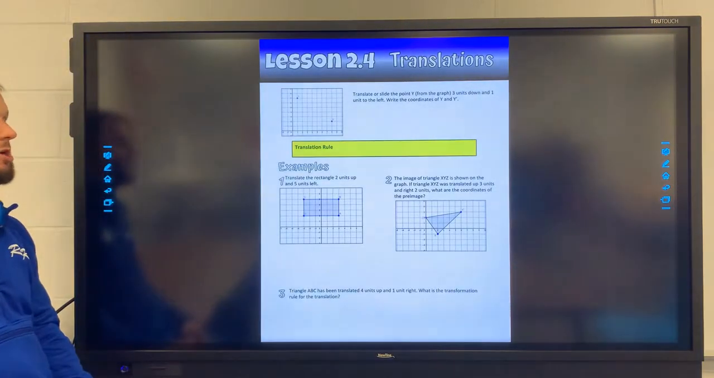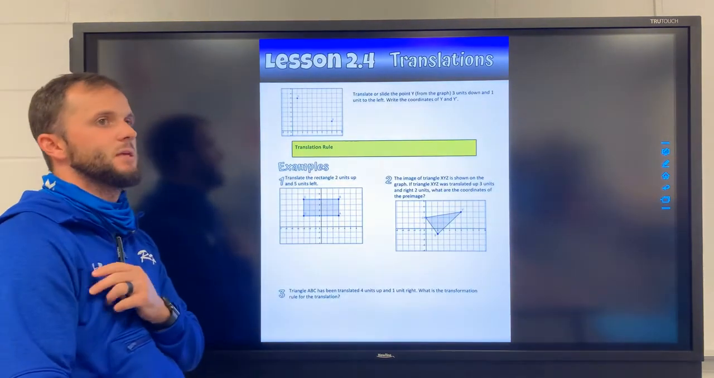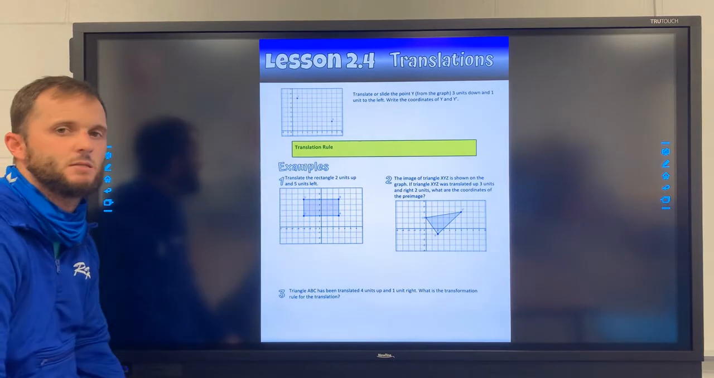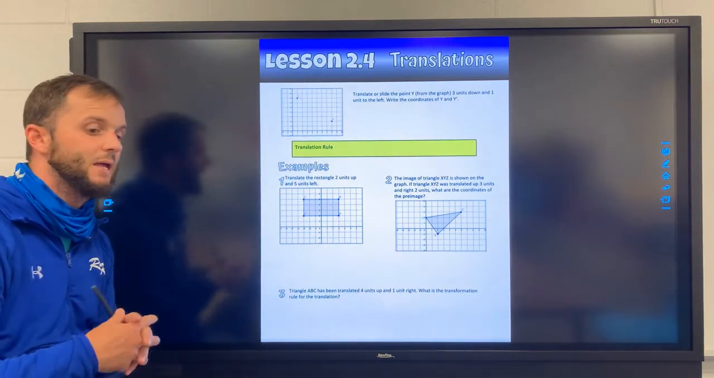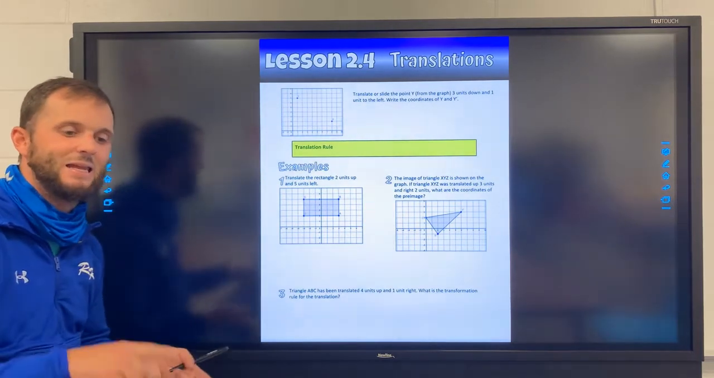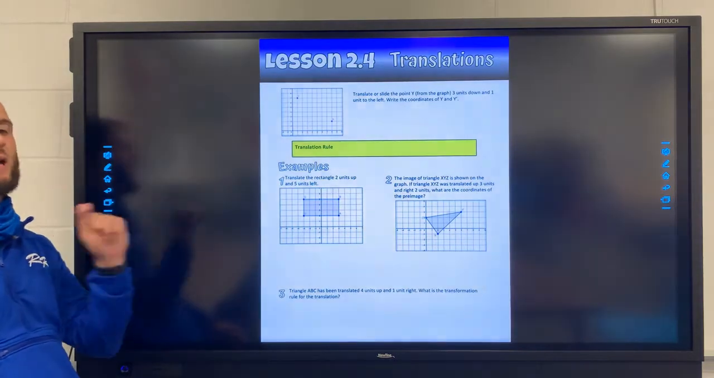Unit 4, which we are starting our transformations unit. Transformations means we're dealing with a coordinate system and we're dealing with some shape, some point, something of that sort. It's either going to be translated, dilated, reflected, or rotated. And today we're looking specifically at translations.